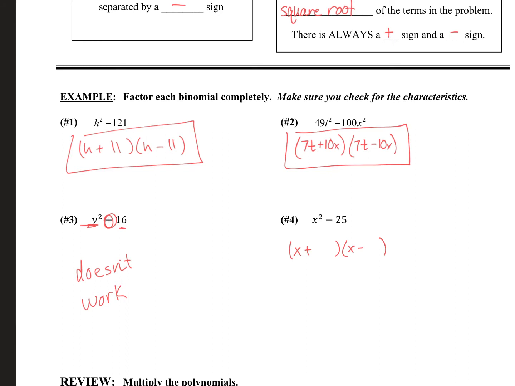And then we have to find the square root of that second term. So 25, square root of 25 is just 5. So we have 5 here, 5 there, and then we're done.